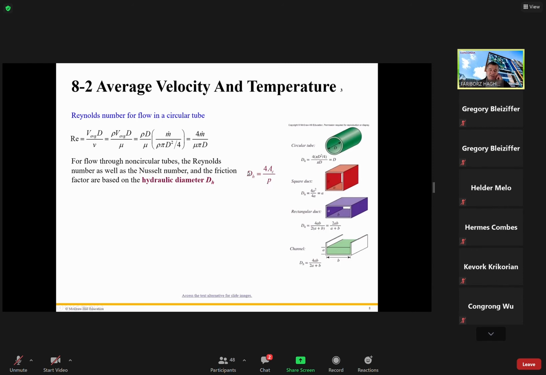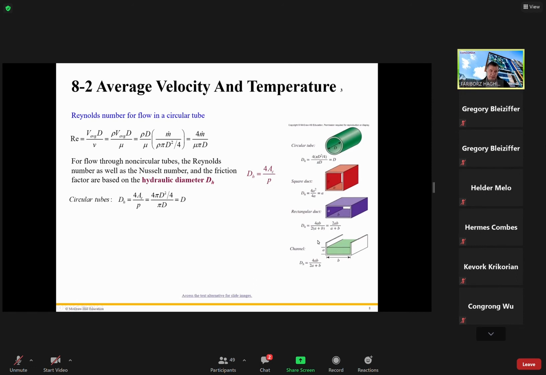For any of those cases, what is the perimeter here? This, plus this, plus this, plus this, times 4 times the cross-section area. The cross-section area is A times B. That is, for example, in the case of a tube, the definition is 4 times the cross-section area divided by the perimeter. The same thing we define for square, rectangular, and so on.